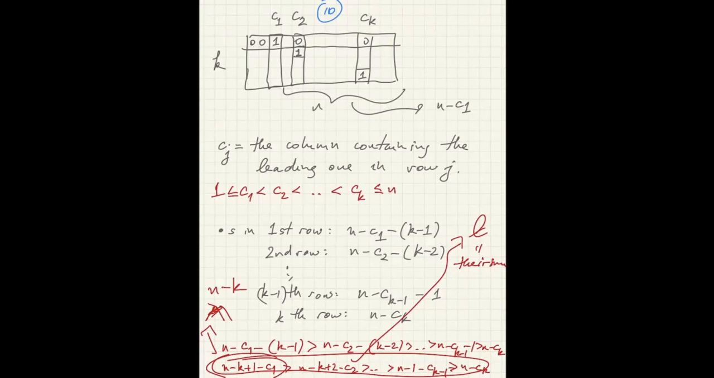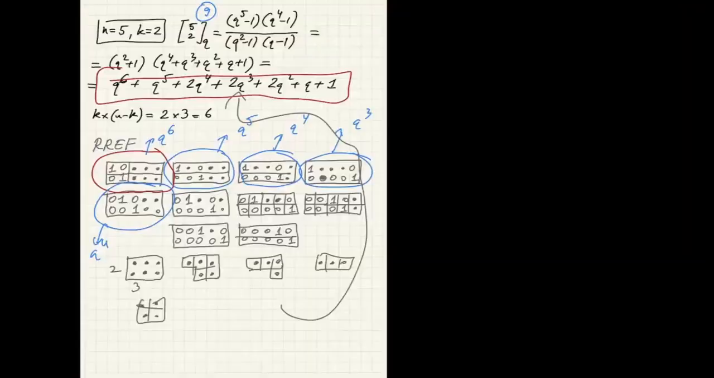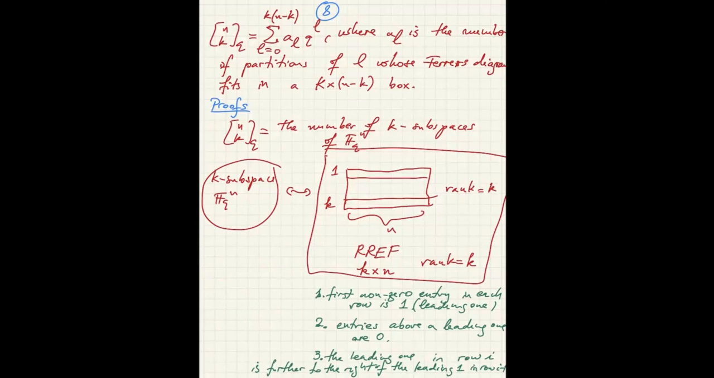So that's the proof. Now I leave it to you to figure out that from this result, if you take q equals one, it gives us that the number of Ferrers diagrams that can fit inside the box of k rows and n minus k columns is going to be n choose k. And I'll stop here.